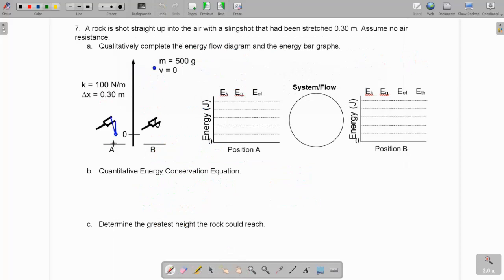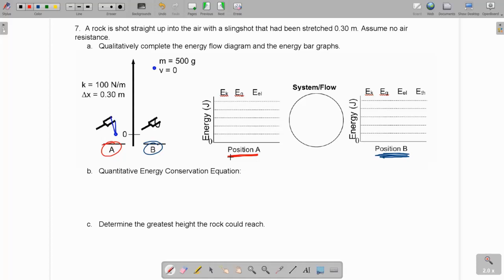This time, just to keep things consistent, we'll keep it as red and blue for our situations here. Okay, so it says a rock is shot straight up in the air with a slingshot that has been stretched 0.3 meters. Assume no air resistance, and then it tells us to do the same things. And eventually, at part C, it does tell us to solve for the height that the rock can reach.